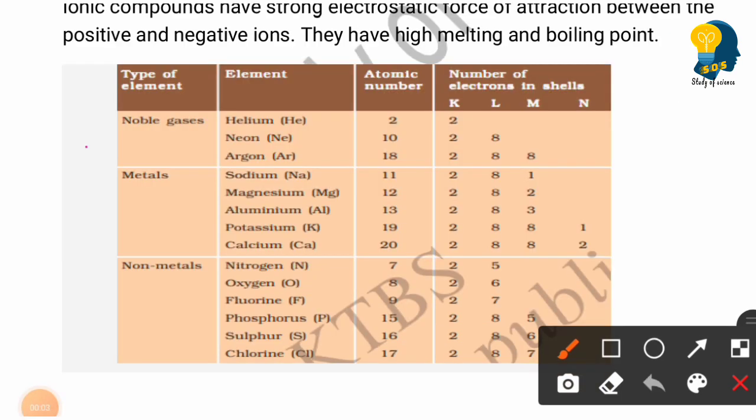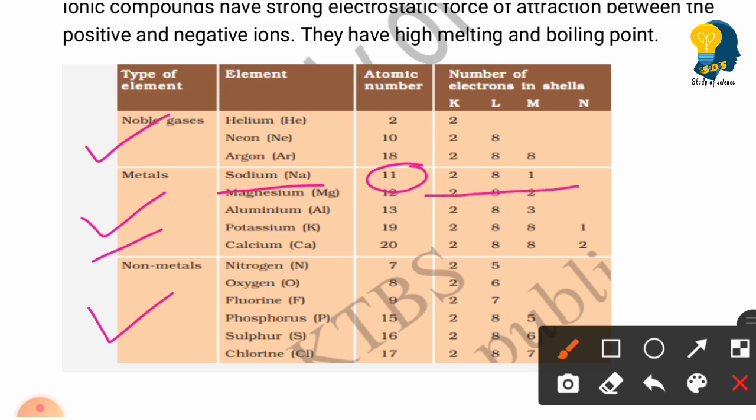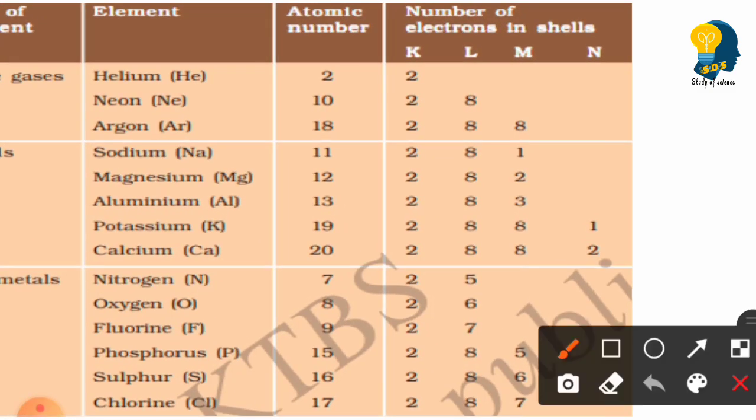If you look at this chart, you can see the noble gases, the metals as well as non-metals. Now I will explain how sodium chloride is formed. If you look at the metals, sodium is here. The atomic number of sodium is 11, and sodium has K, L and M shells. K, L, M, N are the shells. If you observe here, the K shell of sodium has 2 electrons, the L shell has 8 electrons and the M shell has 1 electron.